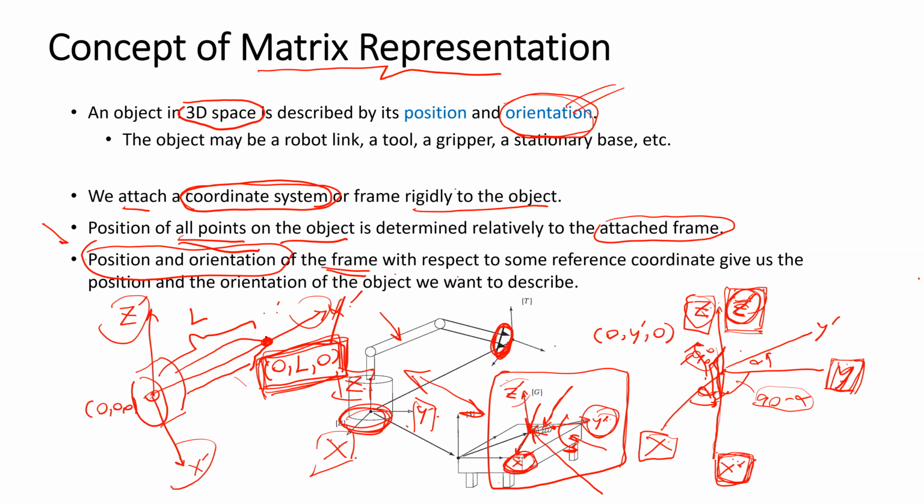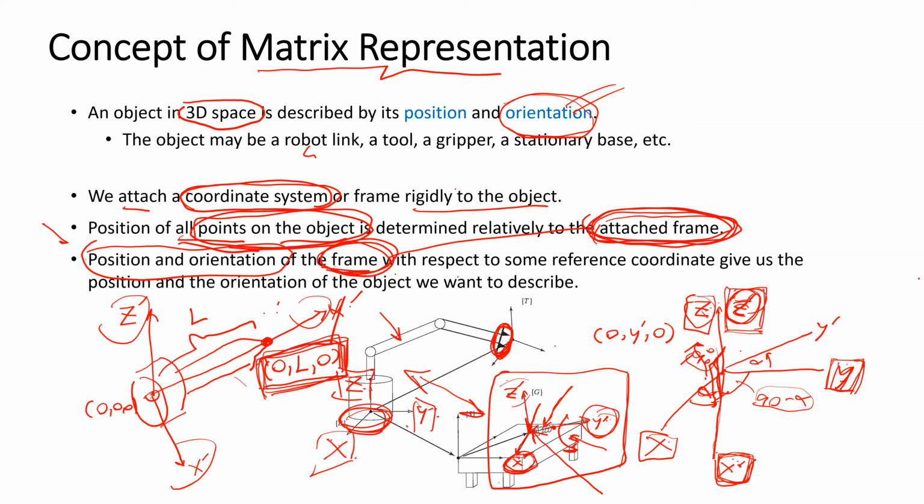finally we can relate the particle or the part of an object in the global coordinate. So the idea is we relate the point on an object by a frame that is attached to that object. And then we relate this attached frame to the global frame. And then we can have the global position and global orientation of the object.